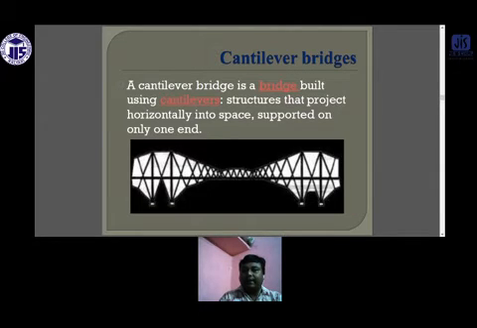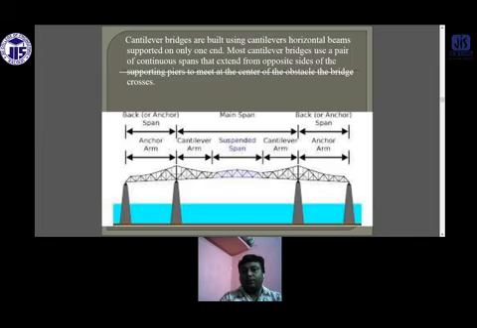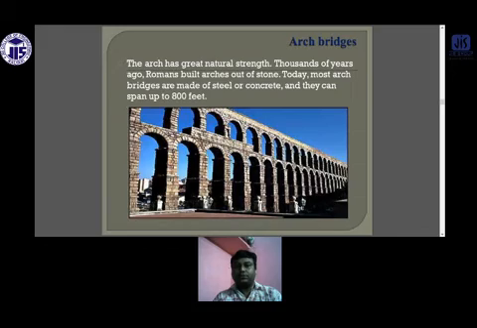This one is the cantilever bridge. A cantilever bridge is a bridge built using cantilevers, a structure that projects horizontally into space, supported on only one end. Most cantilever bridges use a pair of continuous spans that extend from opposite sides of the supporting piers to meet at the center of the obstacle the bridge crosses.